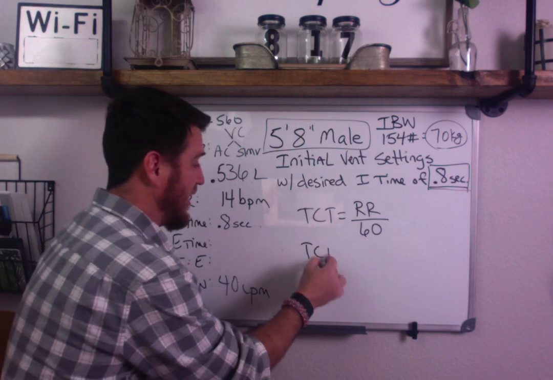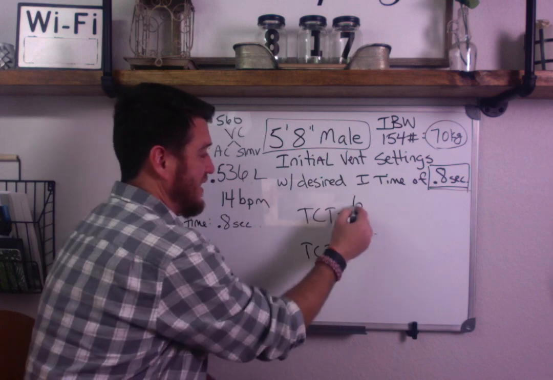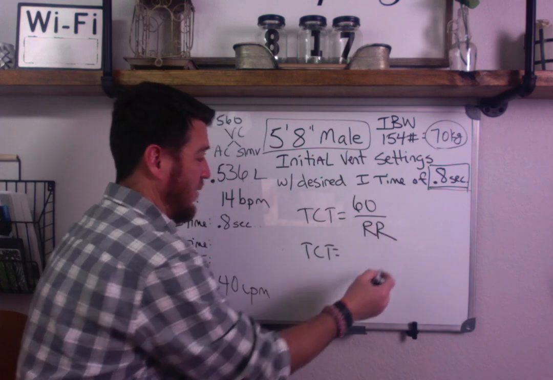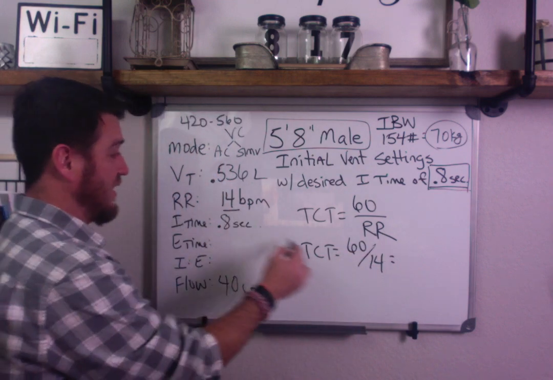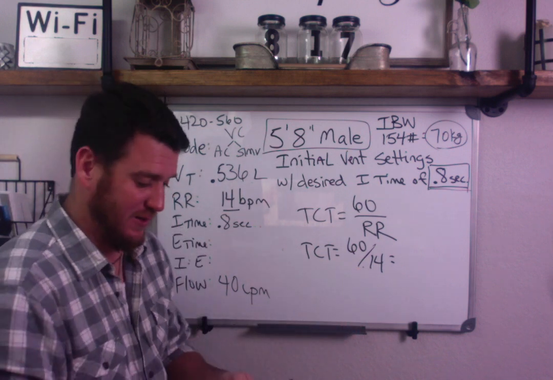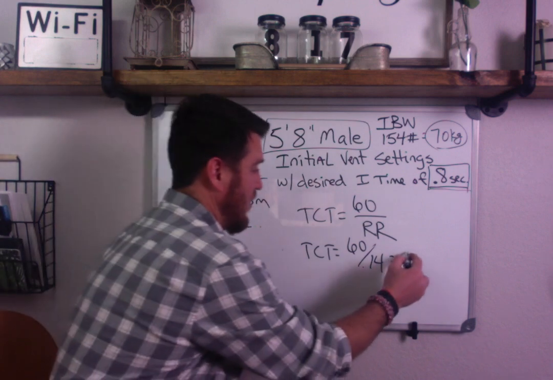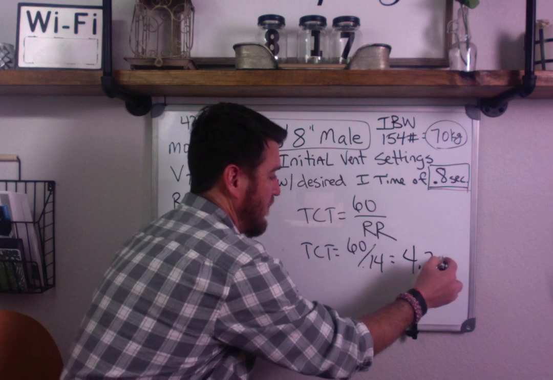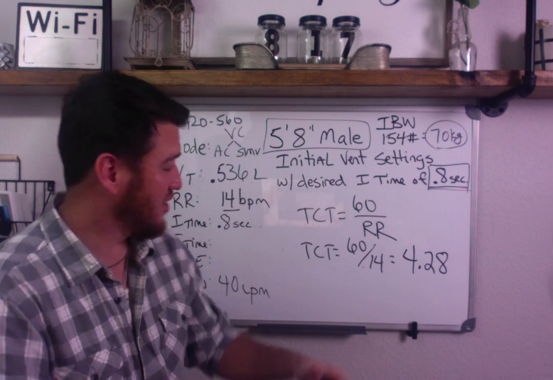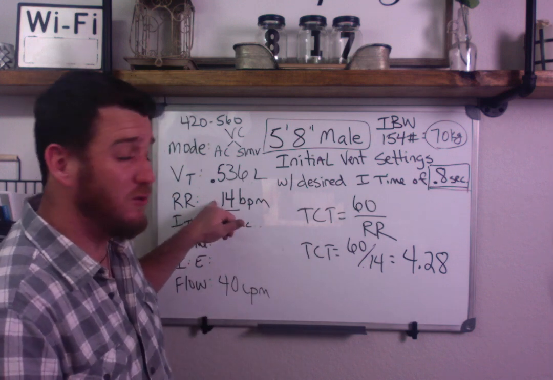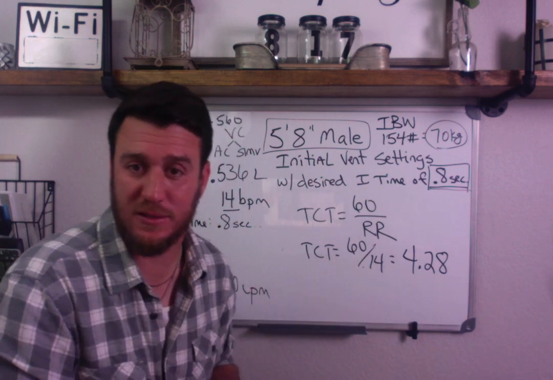Then total cycle time is going to equal, I put this up here wrong, I apologize, 60 divided by the respiratory rate. So total cycle time is 60 divided by 14. We chose 14, so we're going to put that at the bottom. Now what this is going to give us is a number, 60 divided by 14 equals 4.28. Now what that means is that the ventilator is going to give 14 breaths a minute. And to do so, it's going to give one breath every 4.28 seconds.